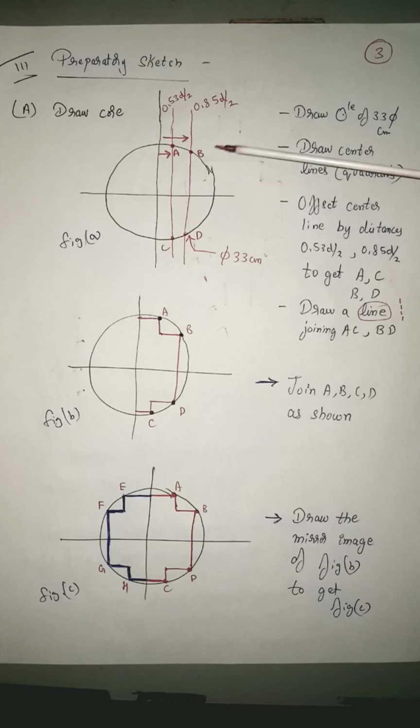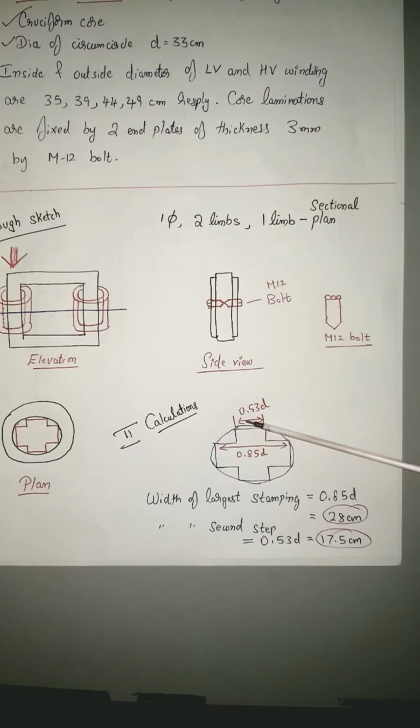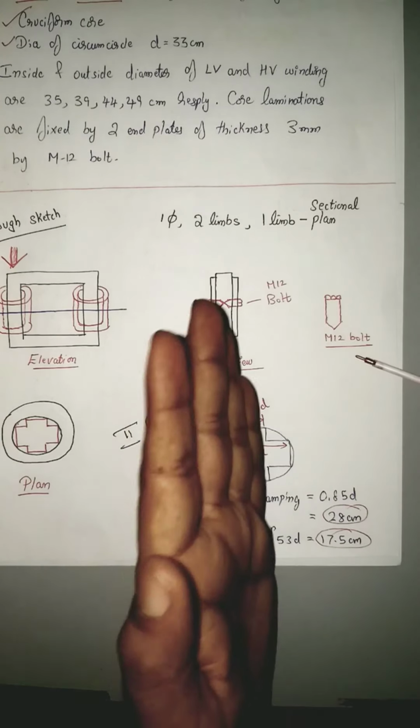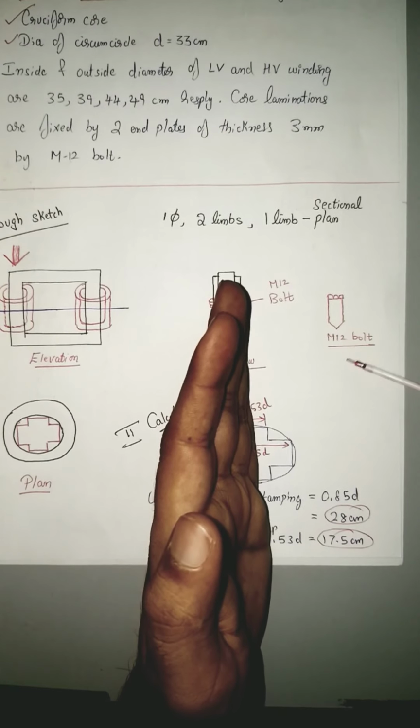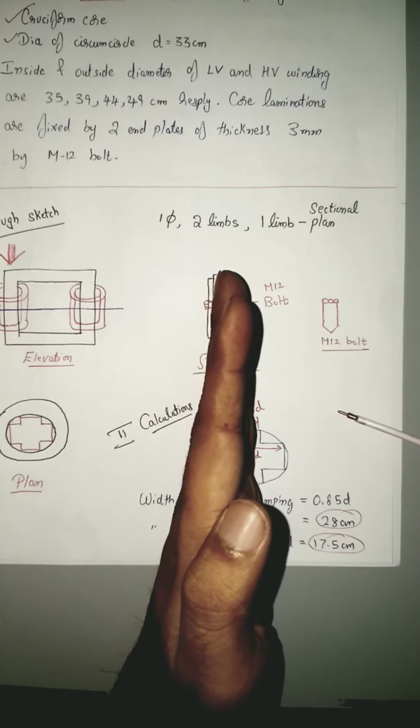Then you should locate A, B, C and D. See, in the cruciform construction, you can see that the width of the second step is 0.53D and width of the largest stamping is 0.85D. And I have drawn a line in the center. So you have one half of this and you have one half of 0.85D. See, I have drawn a line in the center of the circle. So you are left out with half of 0.53D and you are left out with half of 0.85D. Just draw a line in the center.